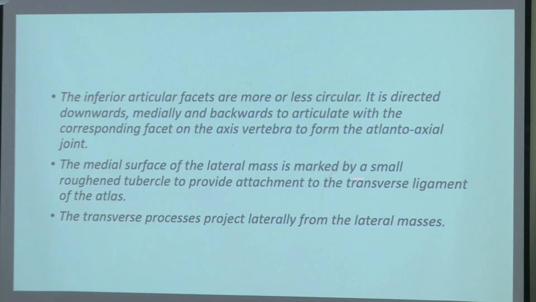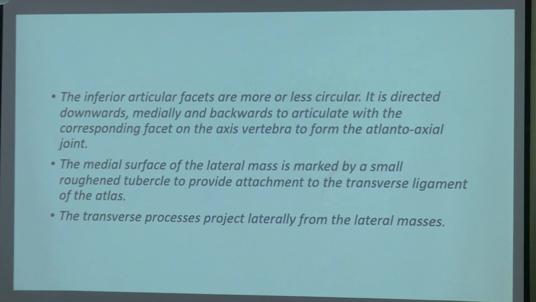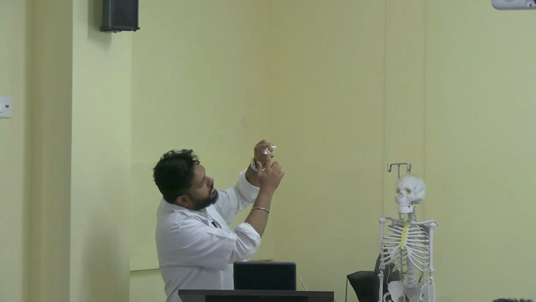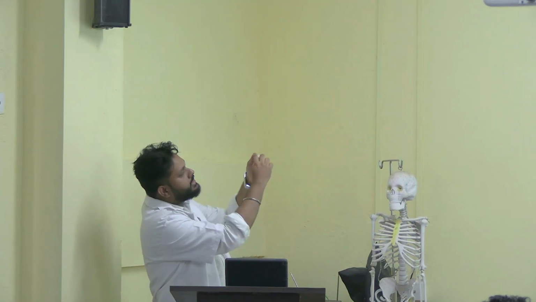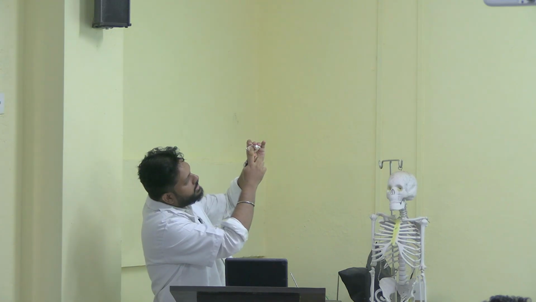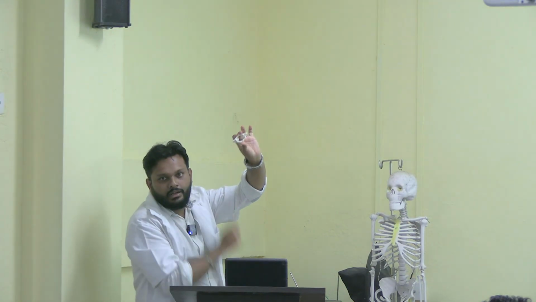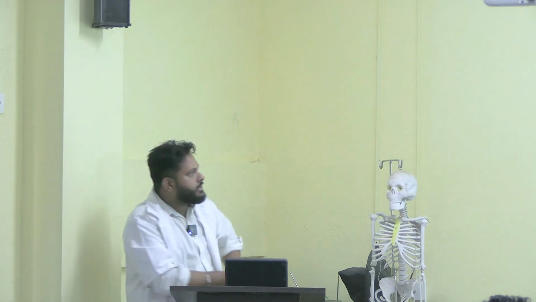The medial surface of the lateral mass is marked by a small roughened tubercle to provide attachment to the transverse ligament. The transverse processes project laterally from the lateral masses. See, these are the superior articular facets. These are kidney shaped, concave. And these are the inferior articular facets. You can see these are round or circular. Okay? These are the parts.